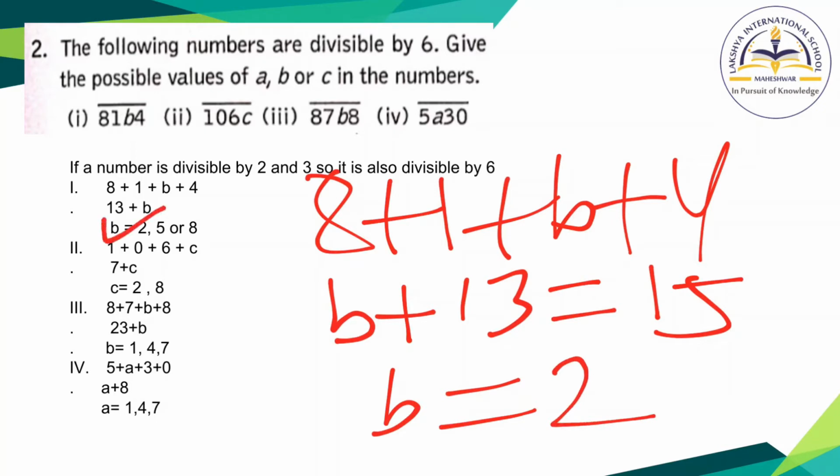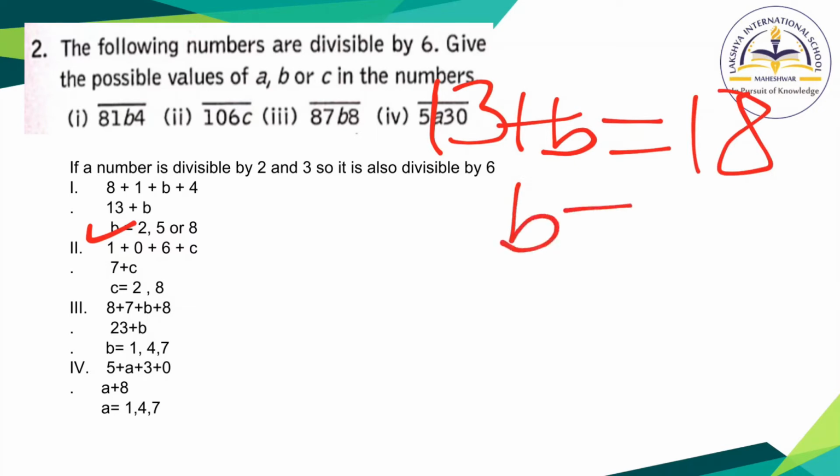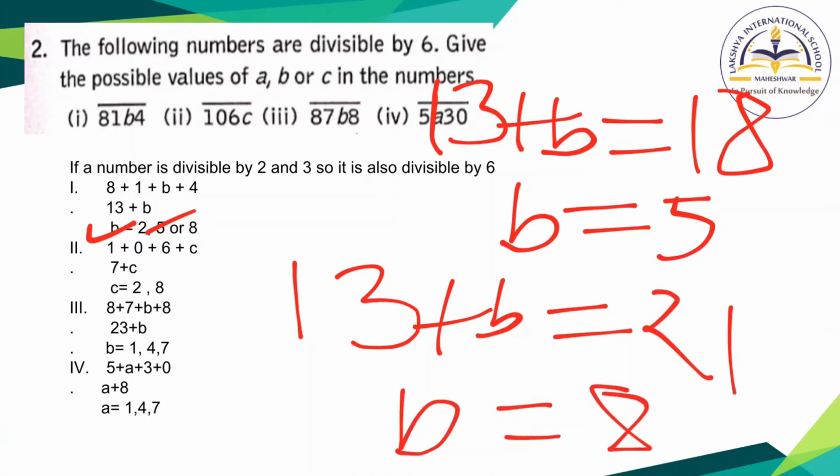We will get one value, 2. Now next, which value? 13 plus b. Now we will see 18. So 18 minus 13, that is 5. 5 is also an answer. Now we will see 13 plus b equals 21. So b equals 21 minus 13, you will get 8. So 8 is also our answer.